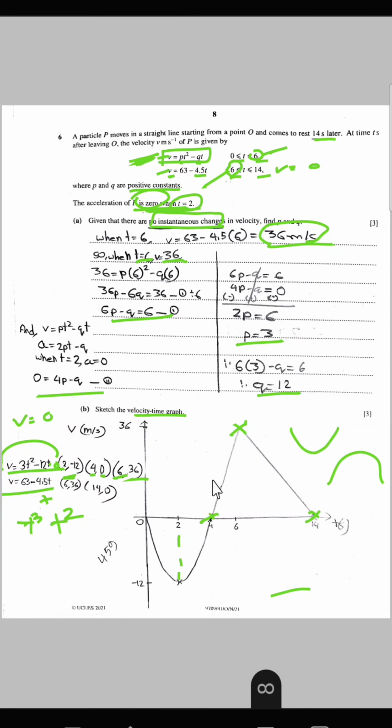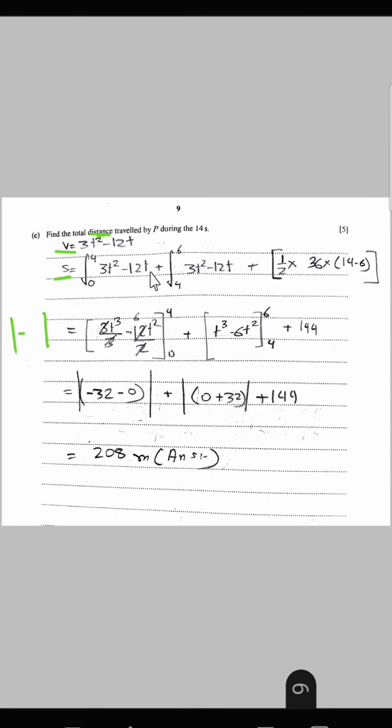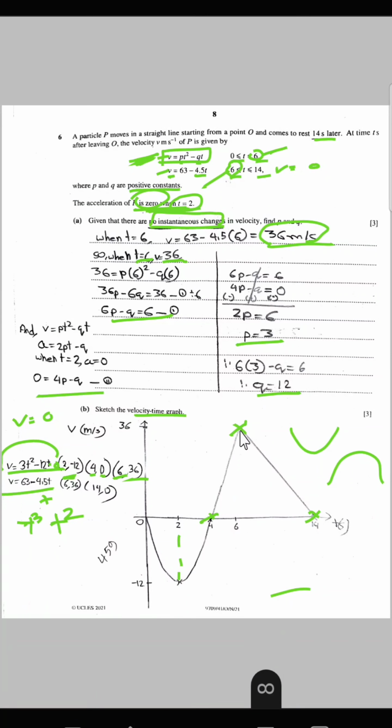Then from 4 to 6, using the same expression, we have to integrate it between the range of 4 and 6. Then as we can see that this is a straight line, we can consider it as a triangle, and we know the value of the base, that is 14 minus 6, and the value of the height, that is 36.